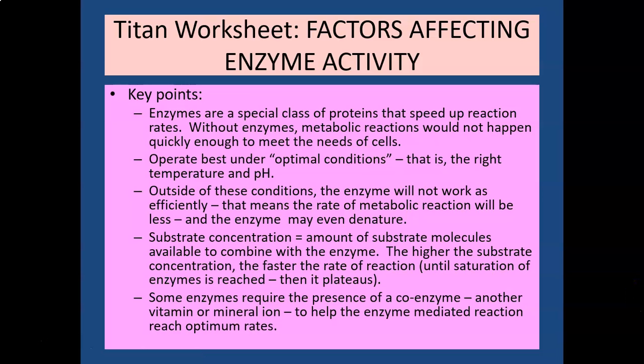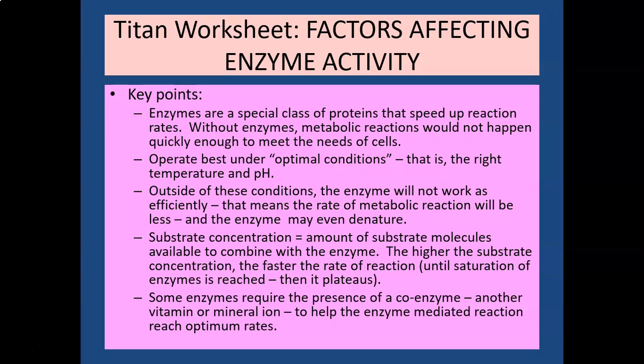So I'm going to actually ask you to have a go at the Titan worksheet, Factors Affecting Enzyme Activity. Okay, before you start that, have a look at these key points. Okay, remember that enzymes are a special class of proteins that speed up reaction rates. Without them, metabolic reactions would not happen quickly enough to meet the needs of cells. They operate best under optimal conditions. They need their optimum pH and their optimum temperature. Outside of those, the enzyme will not work as efficiently, which means the rate of metabolic reaction will be less, and in extreme conditions, the enzyme can even denature.